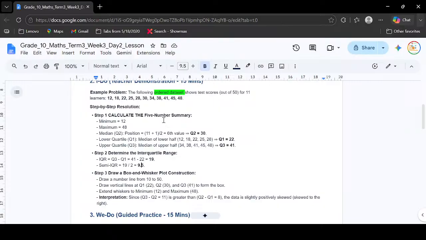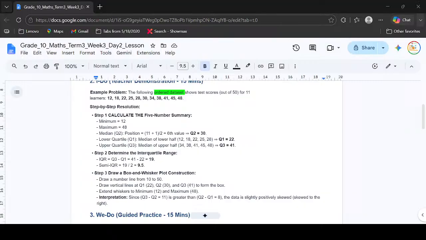So this is still the one from yesterday, which is 12, 18, 22, 25, 28, 30, 34, 38, 41, 45, and 48. Okay, this data could represent anything. They will tell you whatever it is. It could be marks of learners. It could be a person running, and this is the distance that they've run. So whatever it is that they're going to be telling us, we're going to be concentrating on that.